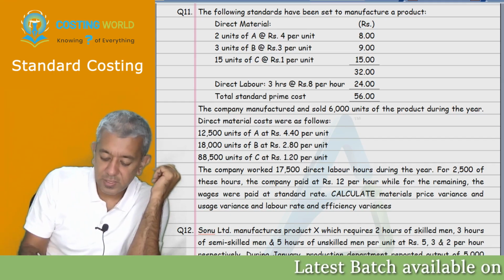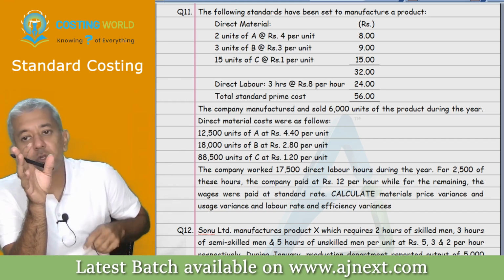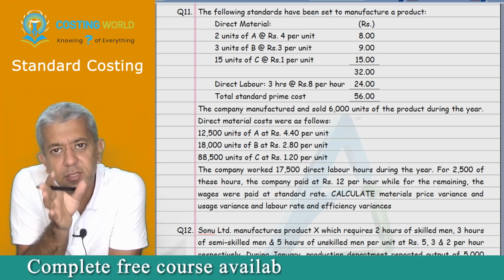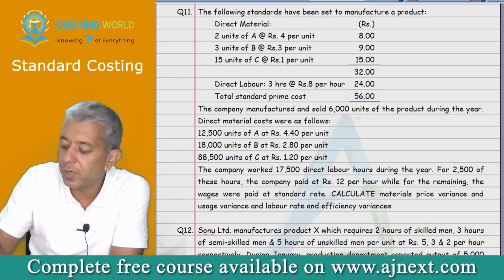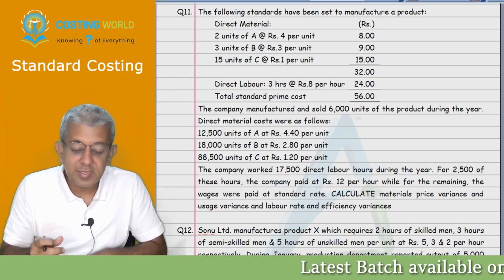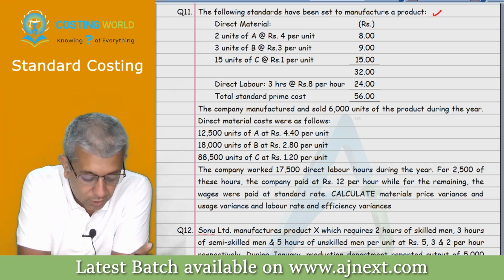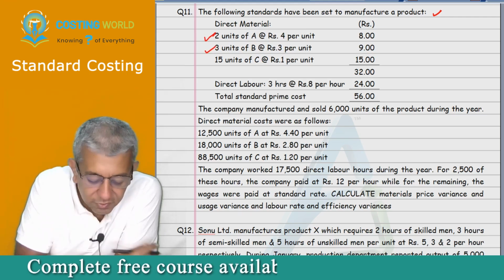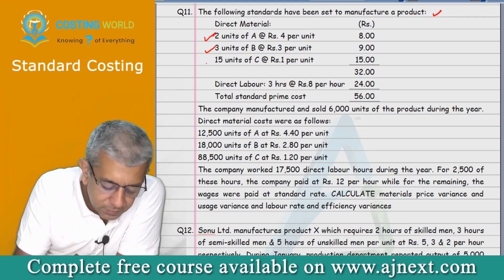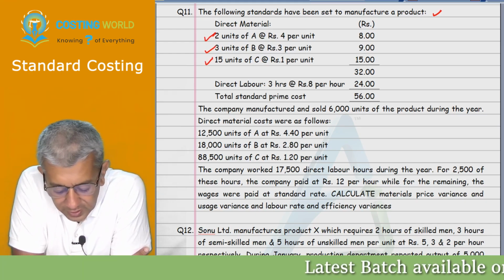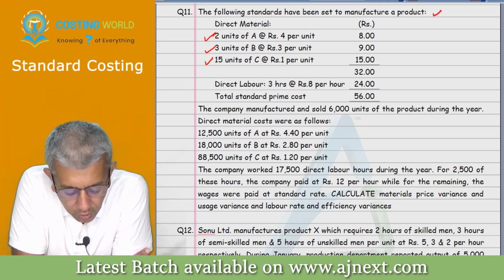Yes, we all will start question number 11. Now this question is on a mixture of material and labor. Material variances will also be coming, labor variances will also be coming in this. Okay, so let's start it off. The following standards have been set to manufacture a product. What standards? Material: 2 units of A at the rate of 4 rupees, 3 units of B at the rate of 3, 15 units of C at the rate of 1. Total 32. Direct labor: 3 hours at the rate of 8 per hour, 24. Total standard prime cost 56.